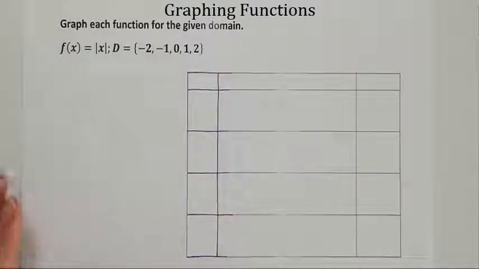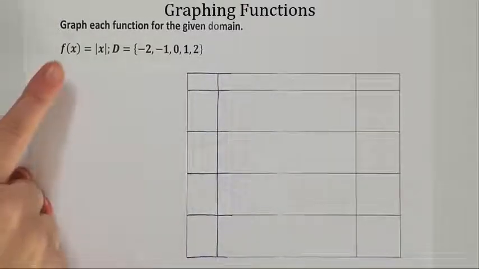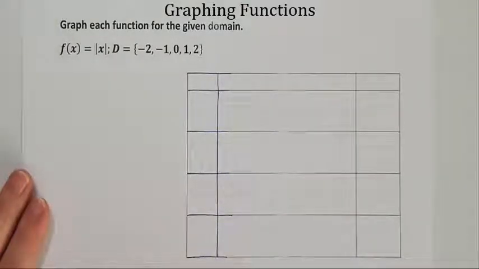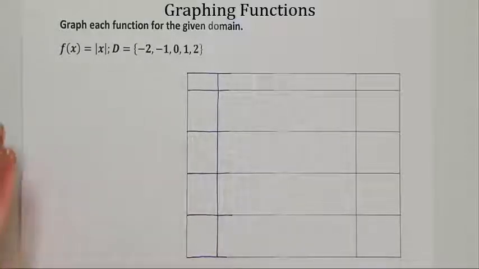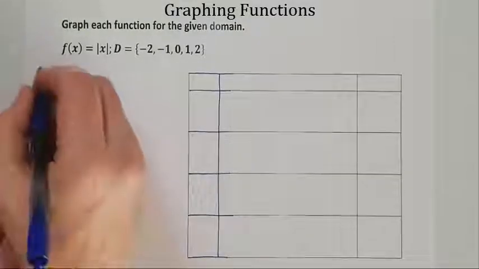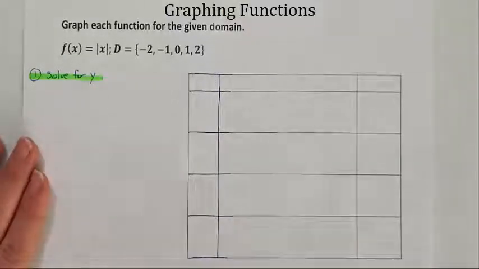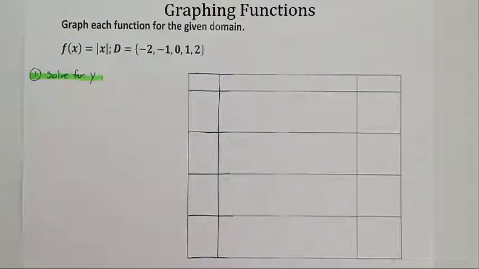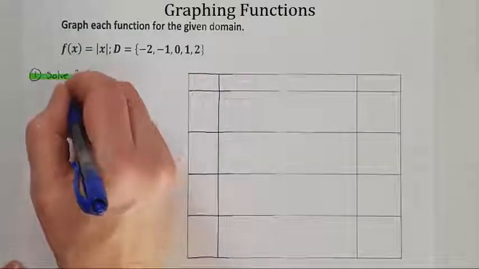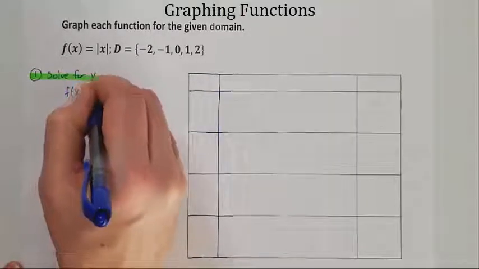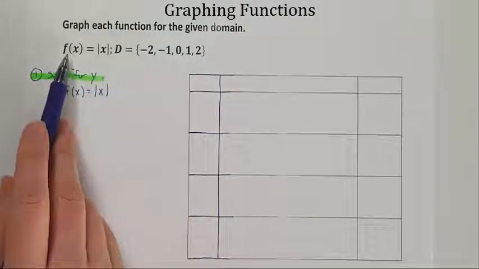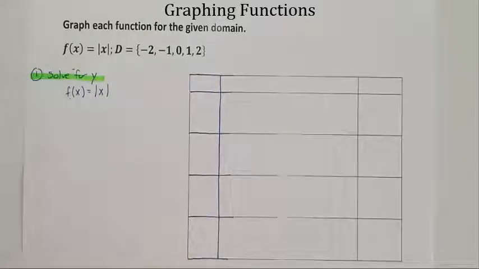So moving on to our next question, we're being asked to graph this function, and we're going to do it with a table because I don't know how to graph this particular function. So step 1 is always to solve for y. So our job is to investigate what function they gave us. The original function they gave us was f of x equals the absolute value of x. Step 1 is to solve for y.